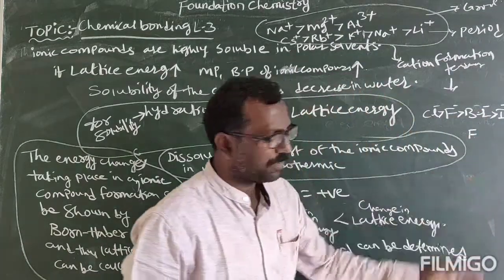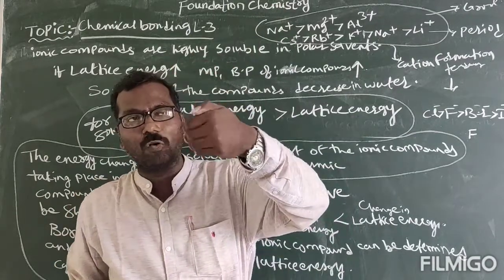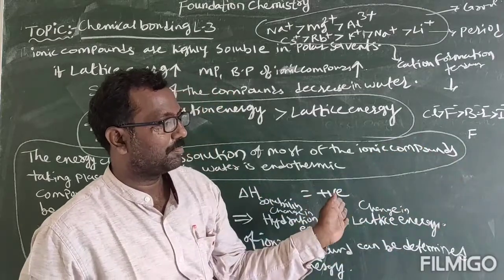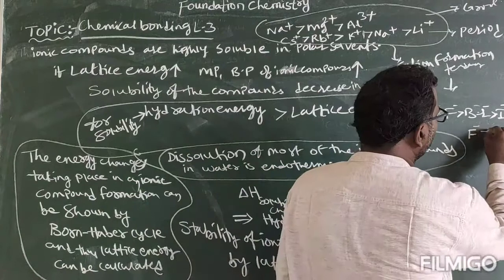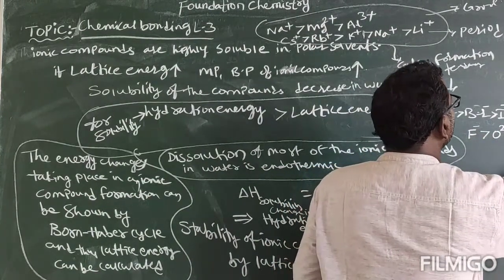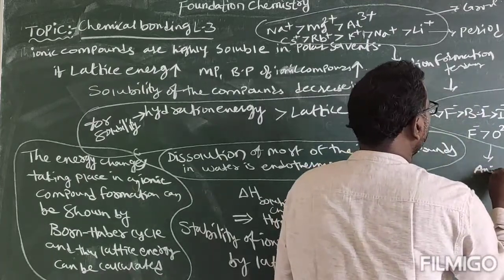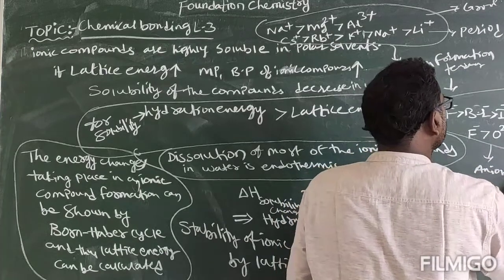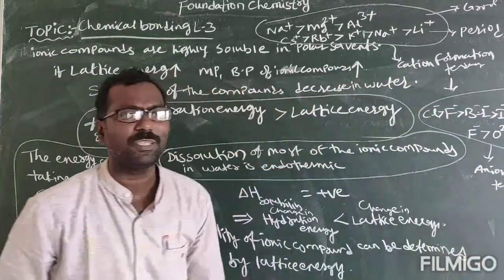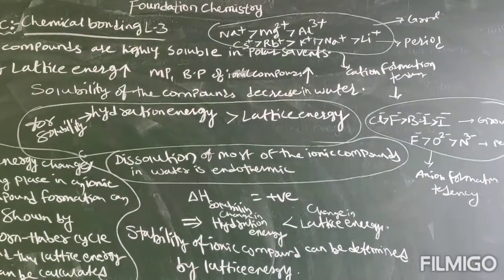And in the period, what can we write? What is the period we have? Nitrogen, oxygen, fluorine. So fluorine is greater than oxygen, which is greater than nitrogen. So this is the anion formation tendency. We call them anion formation tendencies.